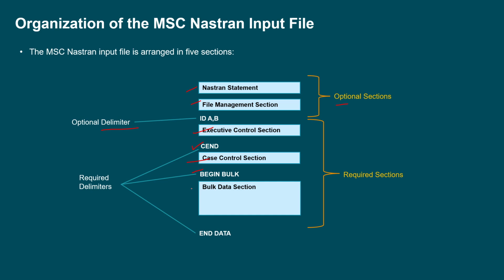So node coordinates, element connectivity, loads and boundary conditions, everything will go over here. We define loads and boundary conditions over here, but we have to activate them in the case control section. The file ends with ENDDATA. Now let's open our file and see if we have all these sections or not.